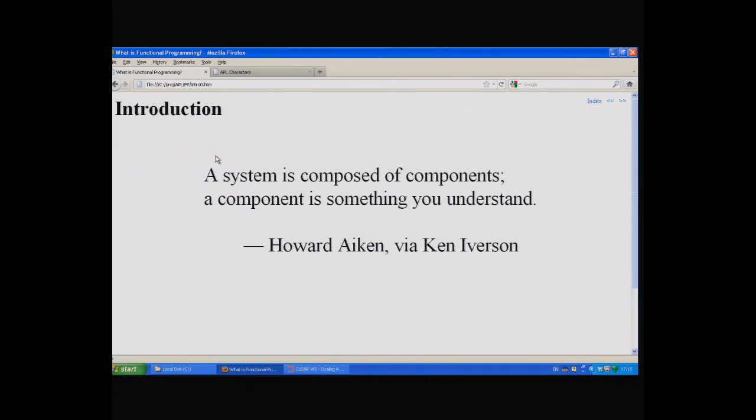This is a quote from Howard Aiken, who was the thesis advisor for Ken Iverson. So if Ken's the father of APL in a real sense, Howard Aiken is the grandfather of APL. I'm not intending to give a definition of functional programming. These are just random thoughts.